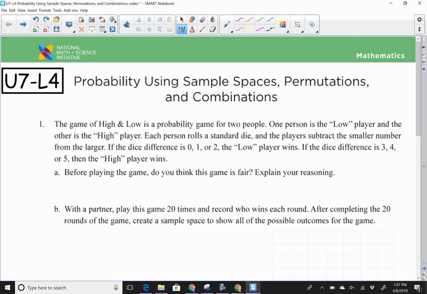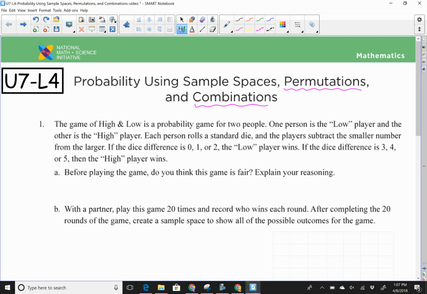Okay, this is our last lesson in our probability unit, and today we're going to be talking about permutations and combinations that we're going to use to find the probability of items. So this first one, we have a game of high-low.